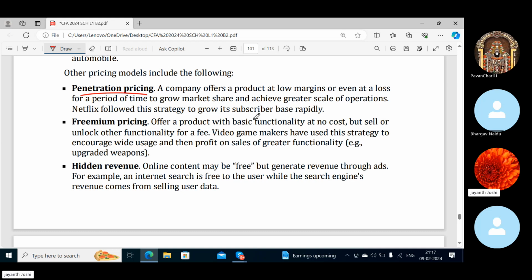Freemium pricing: offer a product with basic functionality at no cost, or sell or unlock other functionality for a fee. Video game makers have used this strategy to encourage wide usage and then profit on sales of greater functionality. Example, upgraded weapons. So freemium means offering a product with basic functionality at no cost, but selling or unlocking other functionality for a fee.